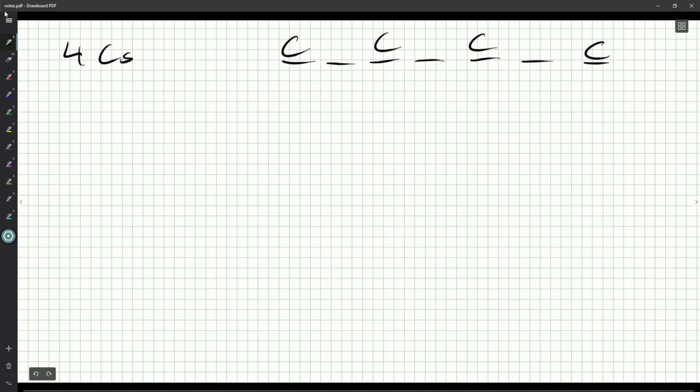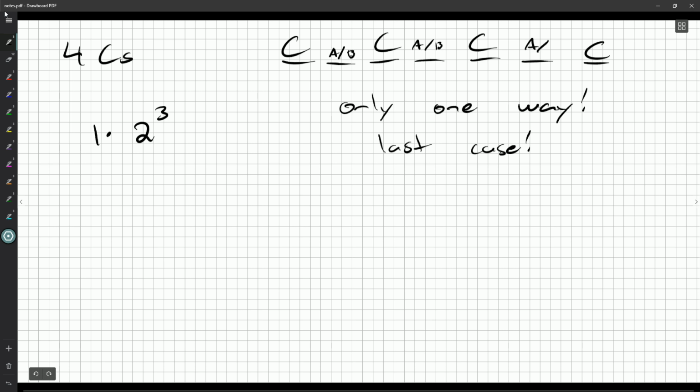4 C's, but how do I know it's the last case? Because there's only 1 way to do this. There we go, 4 C's. So, I'd probably point that out, only 1 way. Last case, that sort of a thing. But there's 1 way to do this, and then 2 to the 3 ways to fill in the other choices. And if you had 5 C's, 6 C's, 7 C's, that's too many. Remember, we're trying to avoid having 2 C's in a row, or 3 C's in a row, or any number of C's in a row.